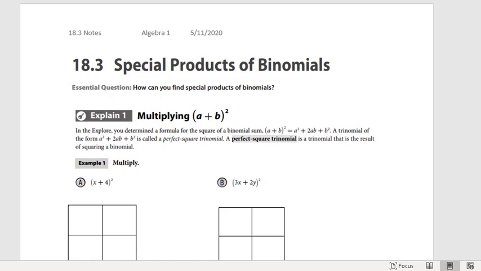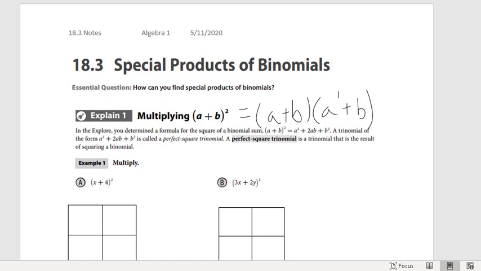The first one is multiplying (a plus b) squared. Remember, when you square something, that's the same as it times itself. So this would be a plus b times a plus b. If we take the step to write that out, we can quickly put that into our box method and work through it the way we did on Thursday.